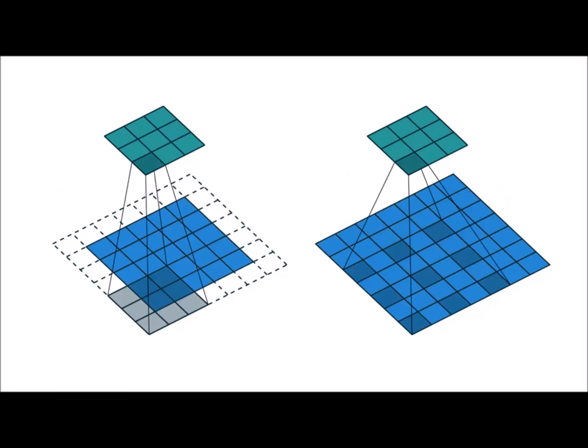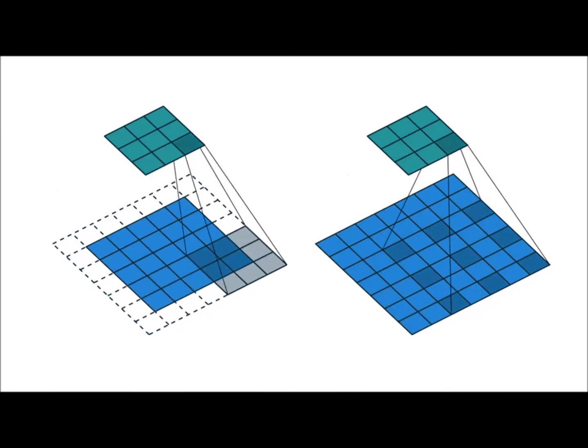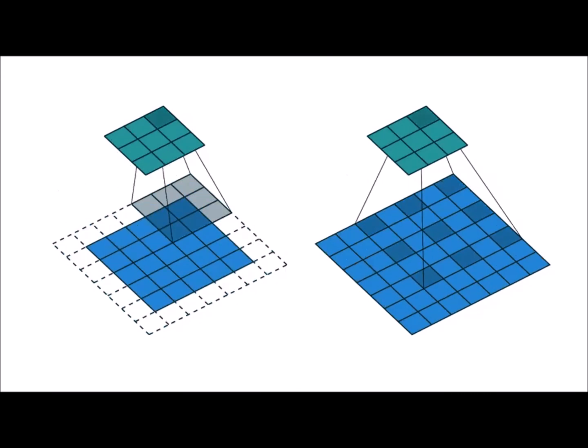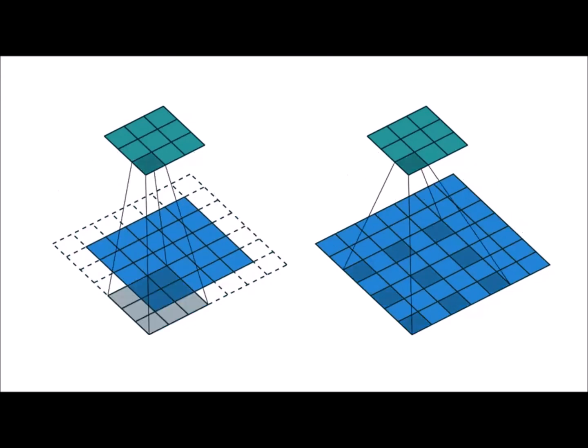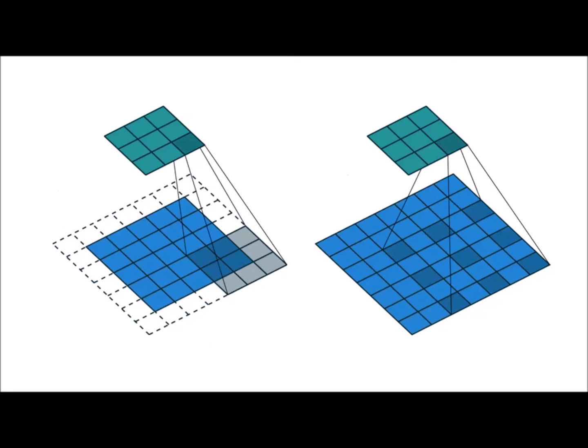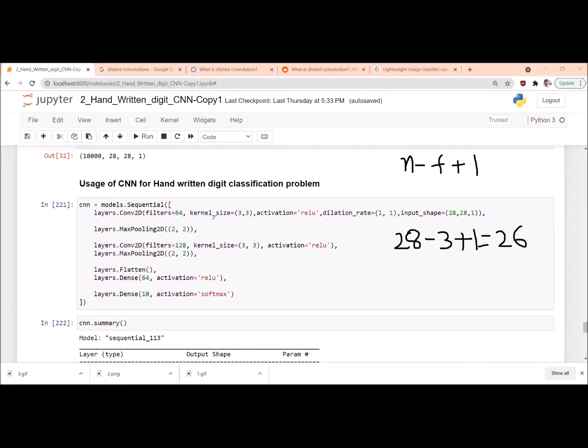In the first convolution, we are using a stride of 2. In the second convolution, because we are using the dilated convolution, we are not using stride 2. Instead of that, we are going for stride equal to 1. Now we have considered the dilation rate equal to 1, meaning we are applying the standard convolution.